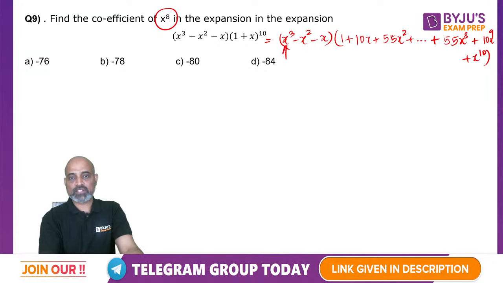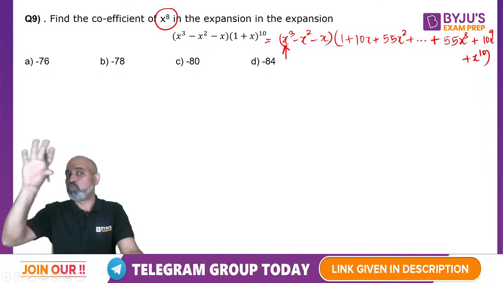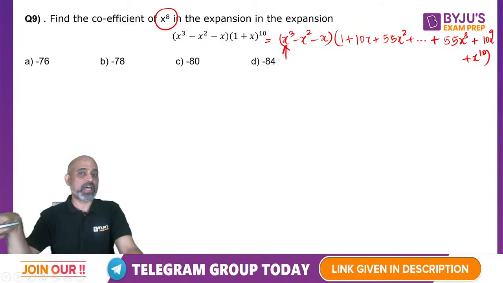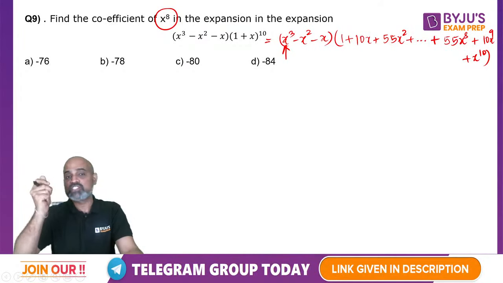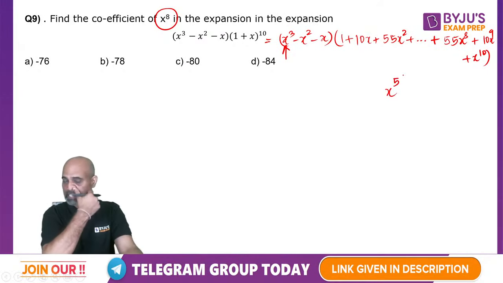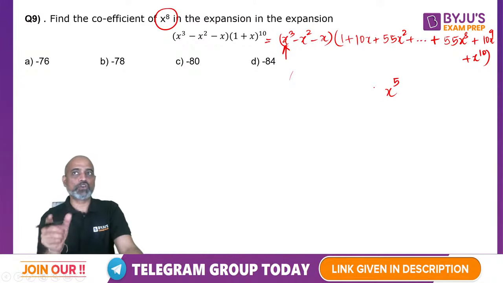So this x cube is going to get multiplied with what power of x from the second factor so that x to the power 8 is generated? So can I say this x cube is going to be multiplied with x to the power 5 so that you get x to the power 8? So when you multiply x cube and x to the power 5, the coefficient of x to the power 8 will be the same as the coefficient of x to the power 5. Now what is the coefficient of x to the power 5? It's given as total 10, right, 10c5 it is.